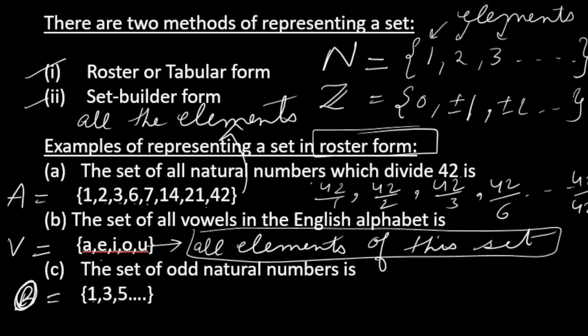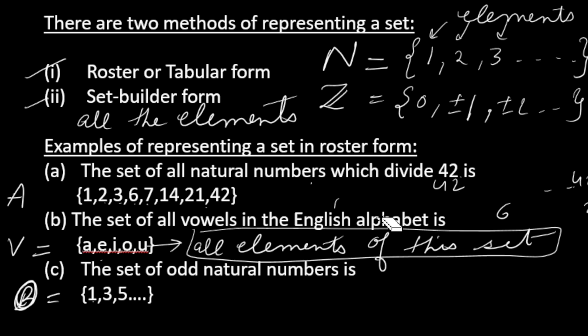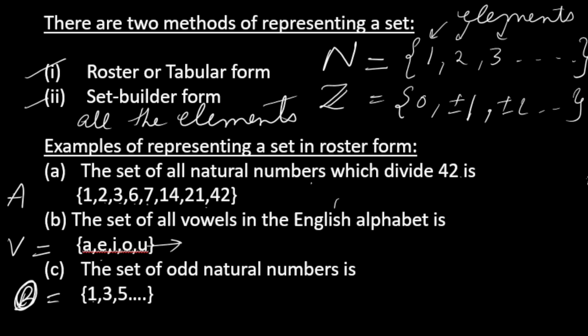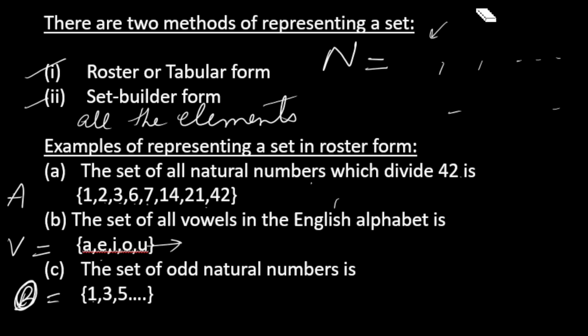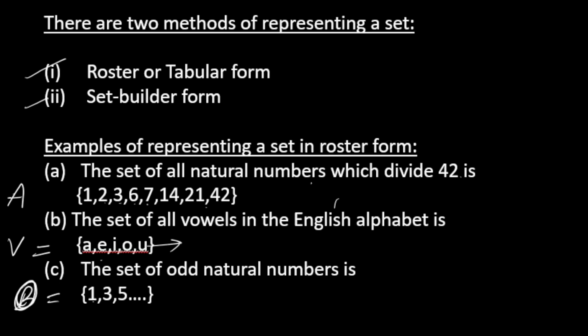Now we'll write these examples in set builder form. In set builder form, we don't have to write all the elements, only one characteristic we have to write. So here, of the same example, I'll just show you how to write this in set builder form.